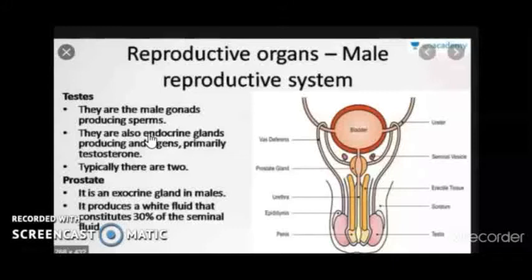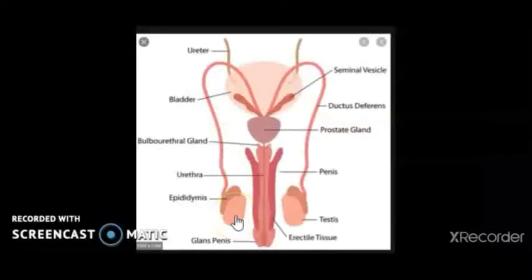Testes are located in a pouch-like structure called the scrotum. Each testis is oval in shape. They are about 4 to 5 cm long, 2 to 3 cm wide, and 3 cm thick.